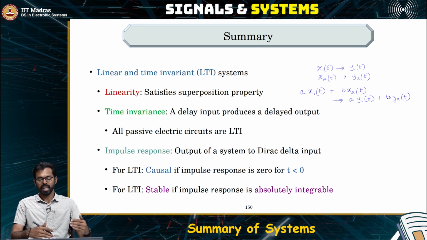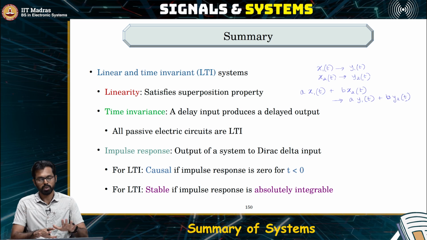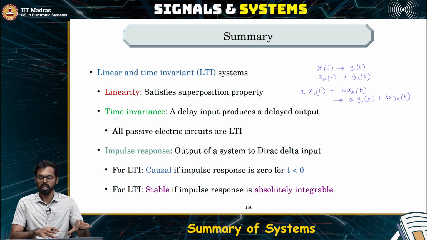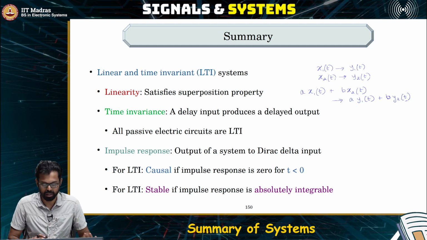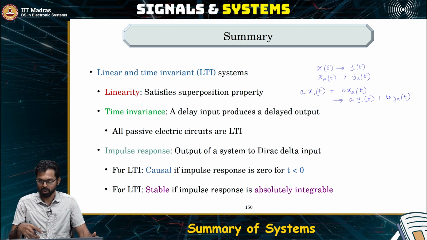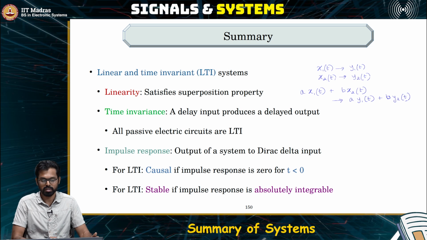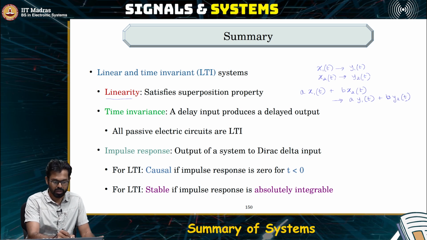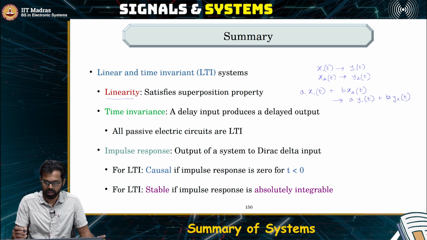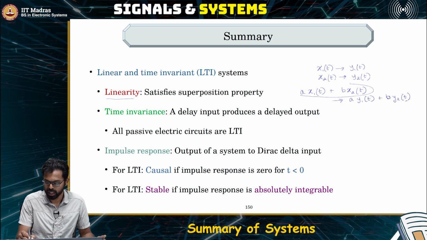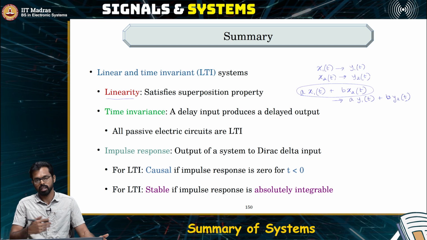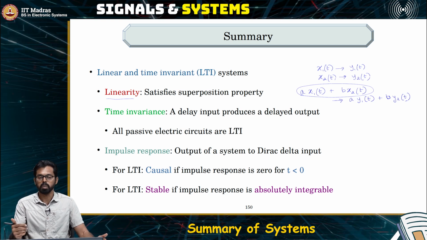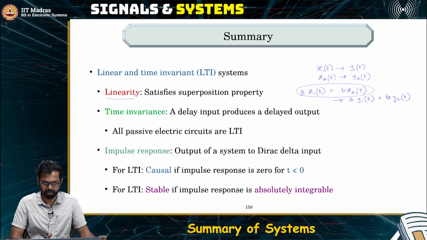Basically, you scale the inputs and superpose them together at the input of the system, then the output also similarly gets scaled and superposed together. So this is what is known as the superposition property. If this property is satisfied, then we say that the particular system is linear. In other words, if the input is a linear combination of multiple different signals, then the output also turns out to be a linear combination of the corresponding outputs.